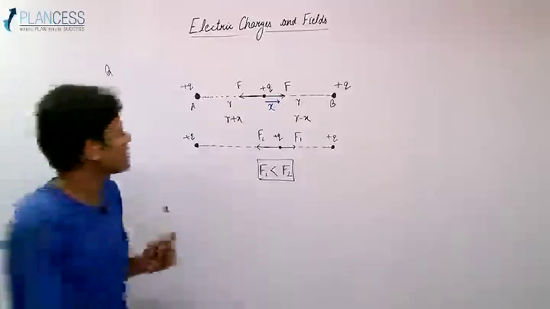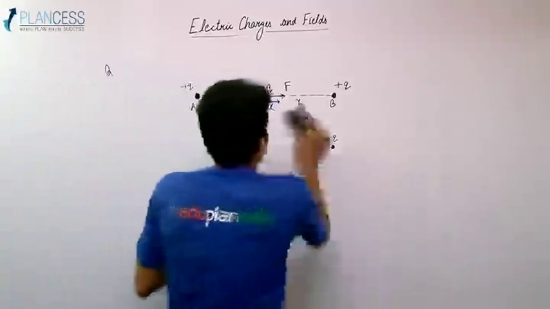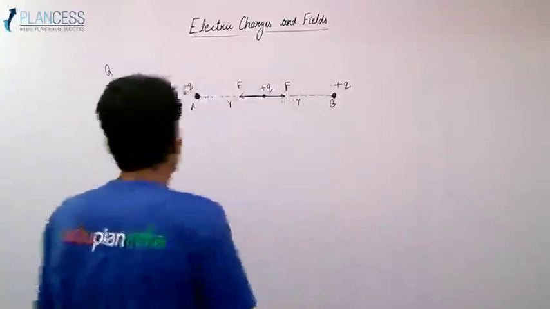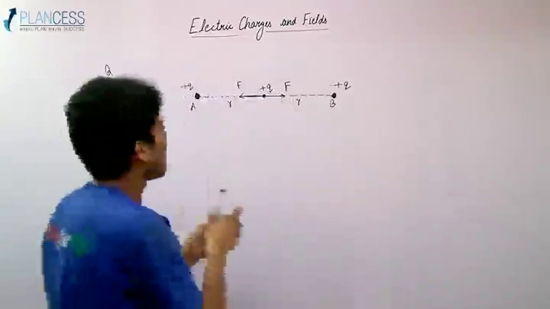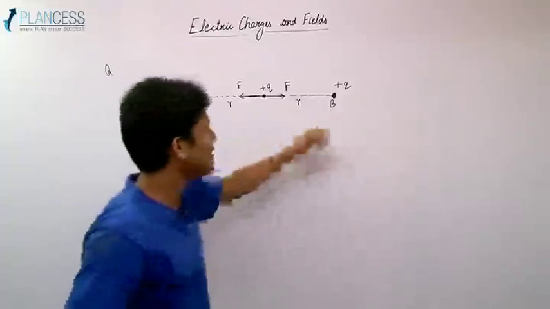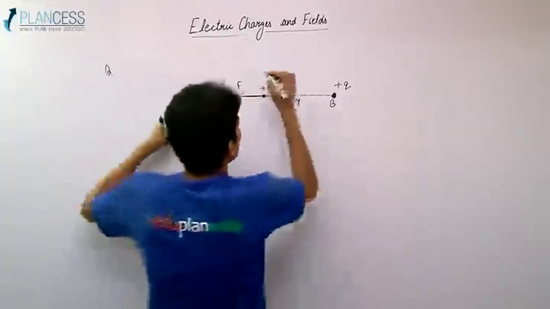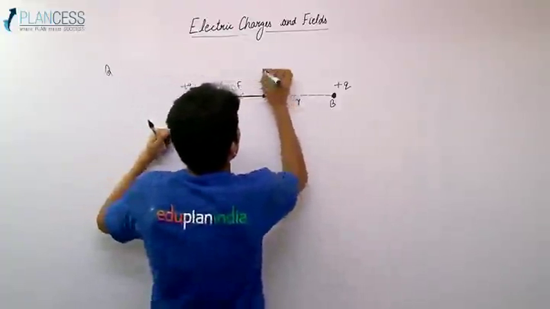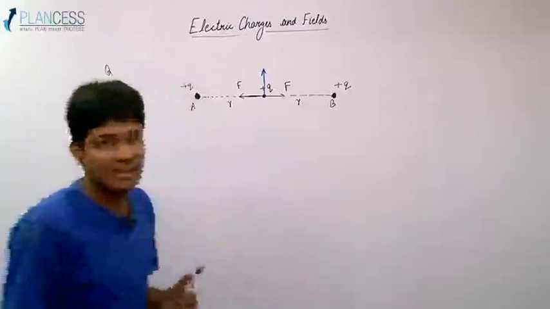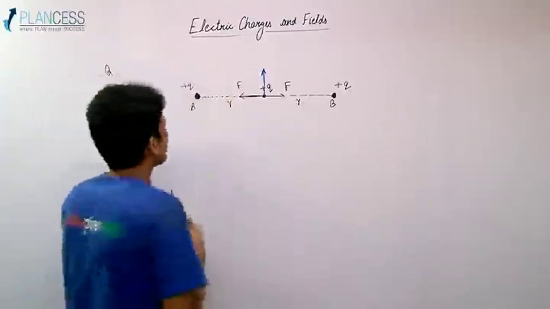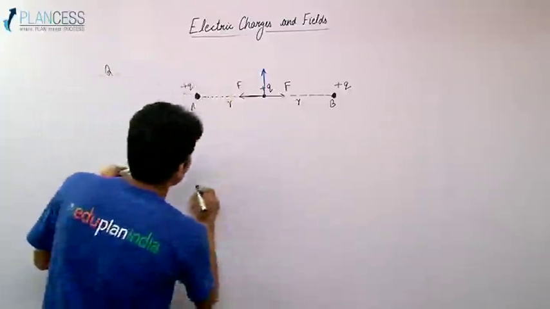But before that, let us displace this charge in some other direction. In this part, I displaced it along the line joining charges A and B. Now let's displace it perpendicular to that line. If I displace this charge by a distance x in the upwards direction, what will the new system be? New system would be something like this.